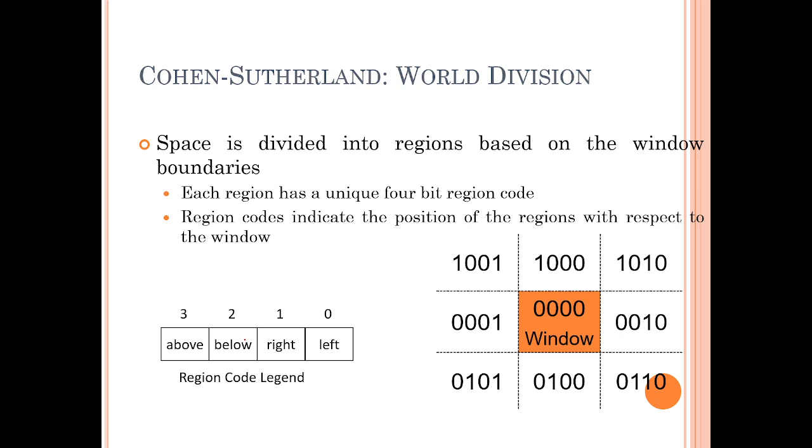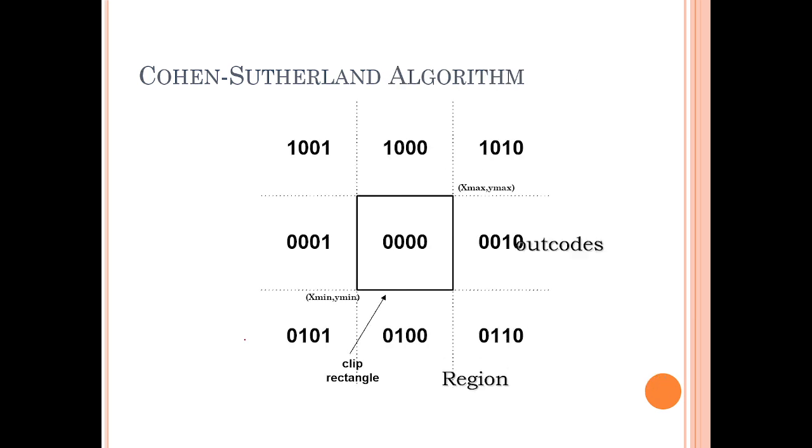This is how the Cohen-Sutherland is defined, mainly based upon TBRL or ABRL, that is above, below, right, left, or top, bottom, right, left. See, these are the codes: x minimum y minimum, x maximum y maximum, x maximum y minimum, x minimum y maximum. Likewise we can define the region codes.